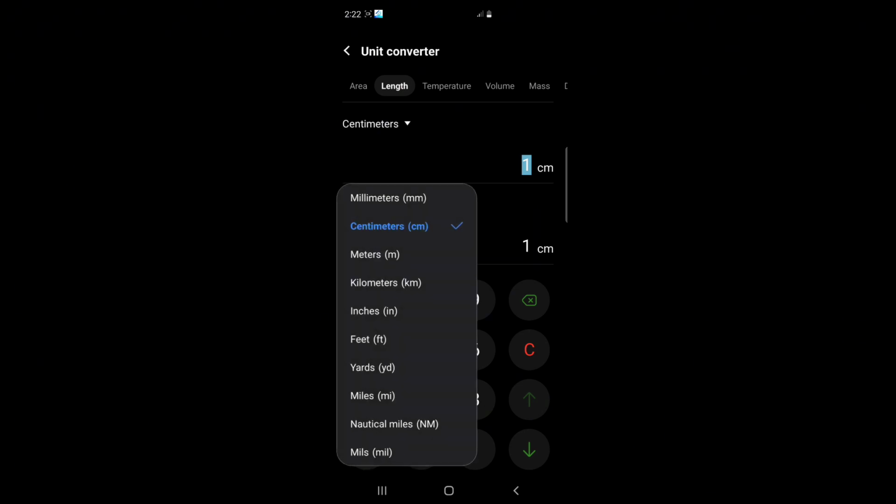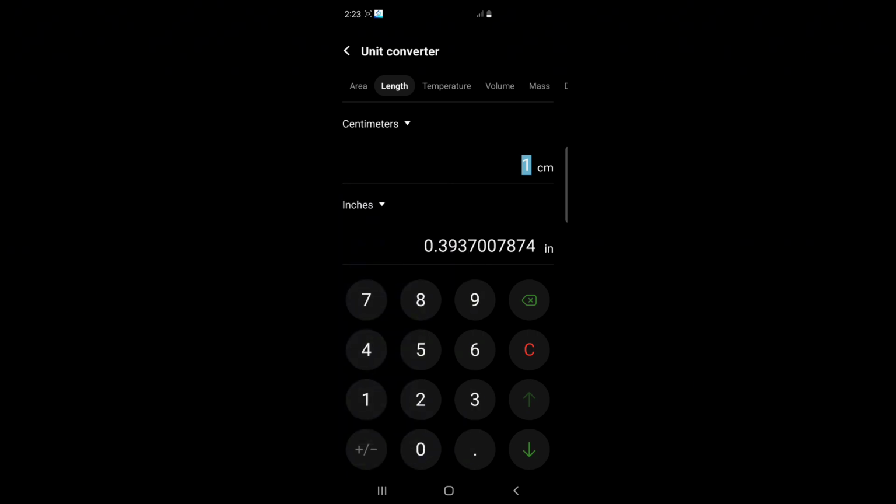So you come here and type inches. You select inches. Now, as you can see, 1 centimeter gives us 0.39 inches, right? So if they had given us, let's say, 55 centimeters, that means the answer is 21 inches.